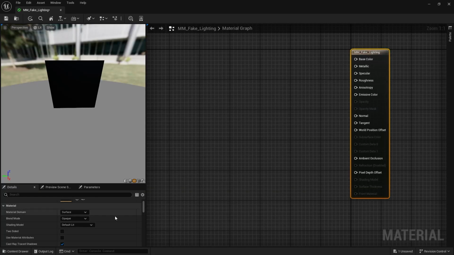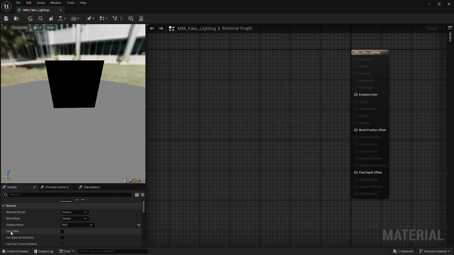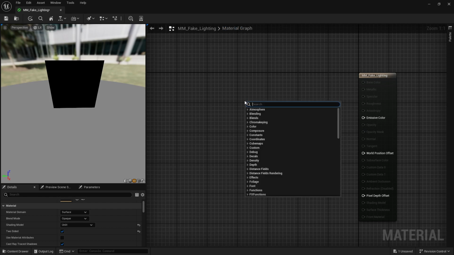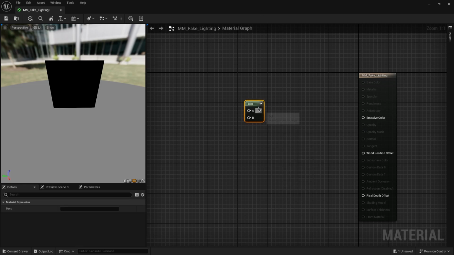So in the material, the first thing we will do is change the mode to unlit, and according to your preference you can make it two-sided or not, whatever you want. The basic fundamental of this is we want the light vector from the environment itself, whatever we are using in our level, and get the dot product with the normals. So I am going to use a math function, which is the dot product.